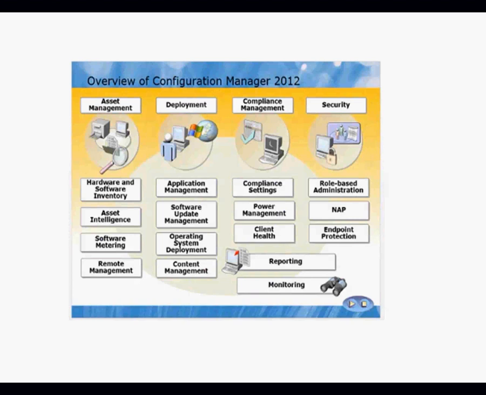Then you have NAP, network access protection. So in network access protection, what happens? Suppose any computer does not have recent patches, the updates are missing on the computer. What will happen? Chances are very high that the computer might get infected with a virus or some other issues, and it might spread the virus to other computers.